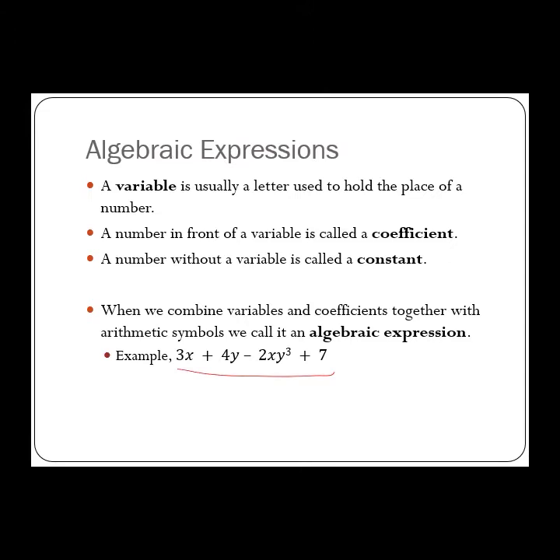The number that goes in front we'll call the coefficient. So the coefficient of x is 3. And if you happen to have a number that doesn't have a variable, we call that a constant because there's nothing to vary, so it stays constant. And an algebraic expression describes how we combine things together.